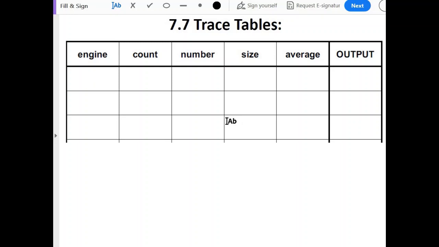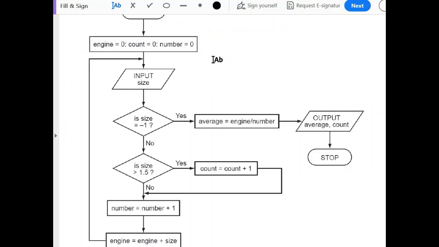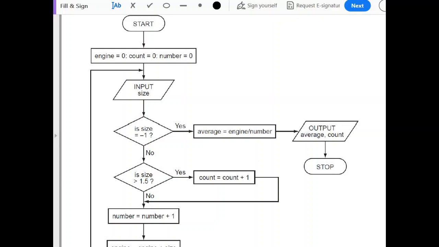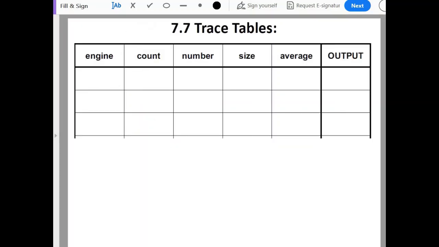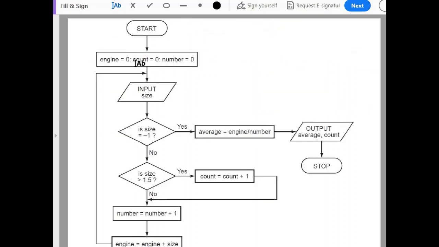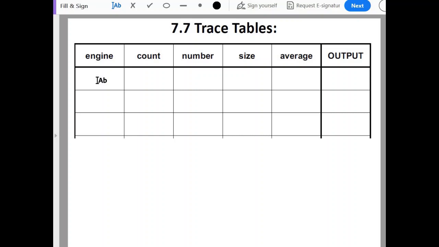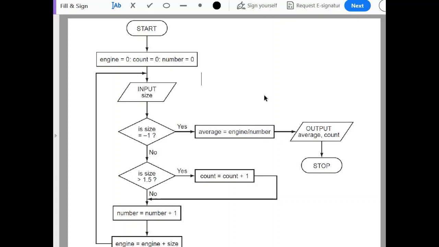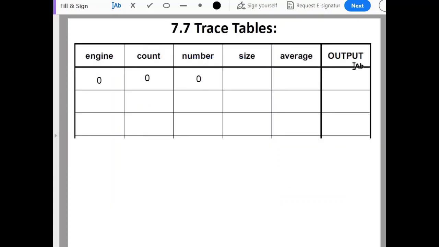Okay, so first thing is engine equals 0. The first thing is start engine 0, count 0, number 0. So in our first line, these three would become 0. As we do not have any more initializations, we are not going to write anything for size, average or output.